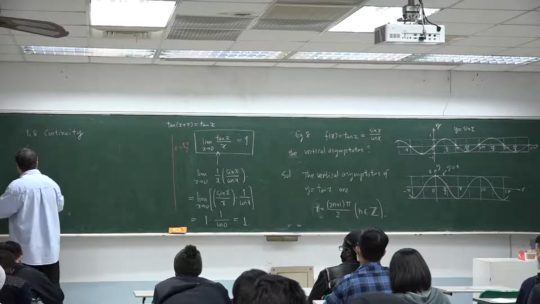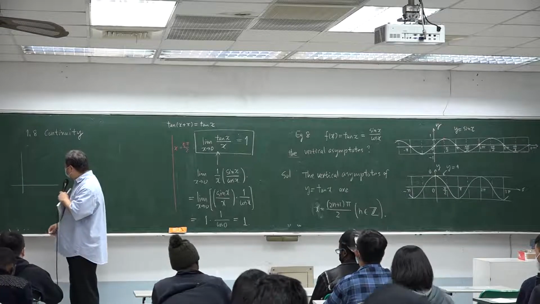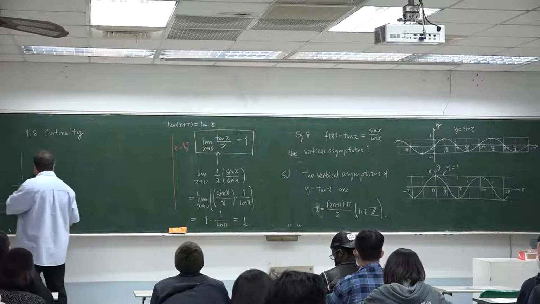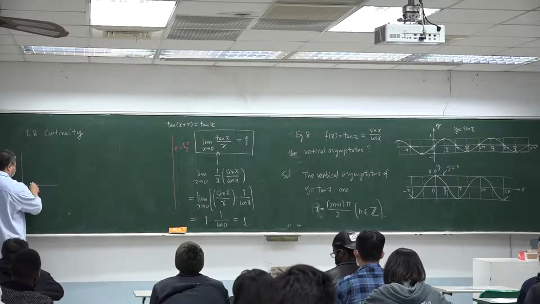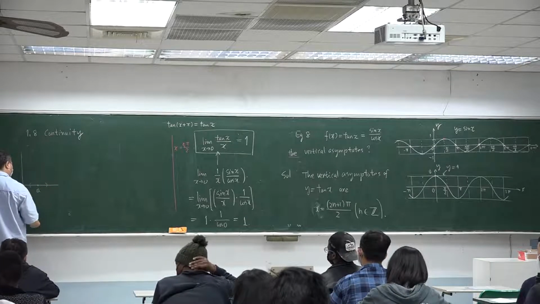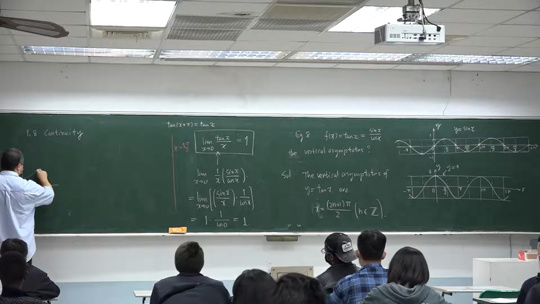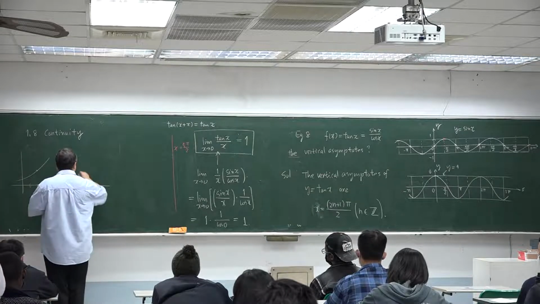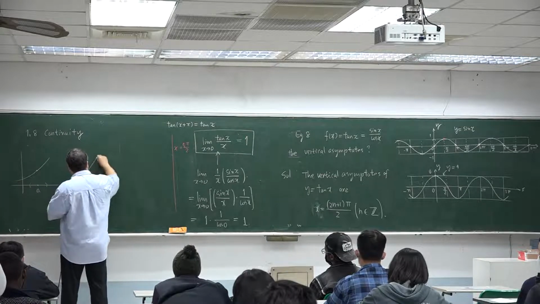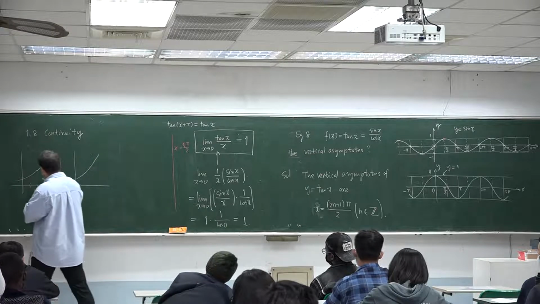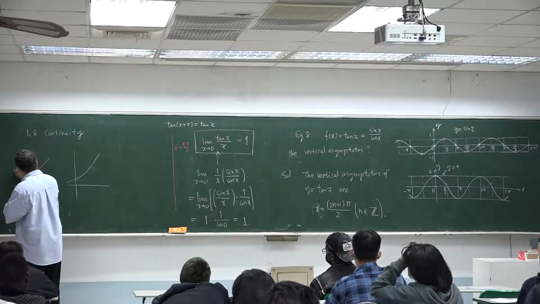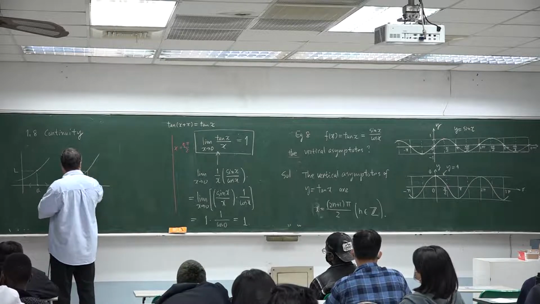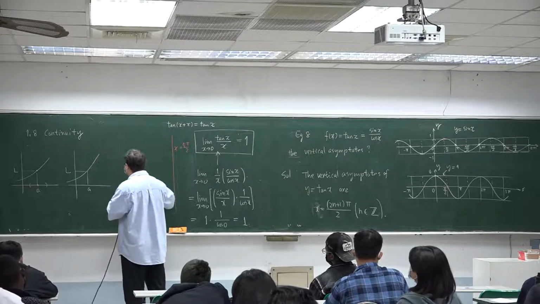If a function may be defined or undefined at some point A, but defined on some neighborhood of A. For example, it looks like this, or looks like this, or looks like this.